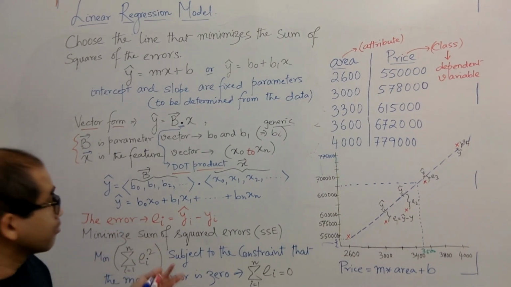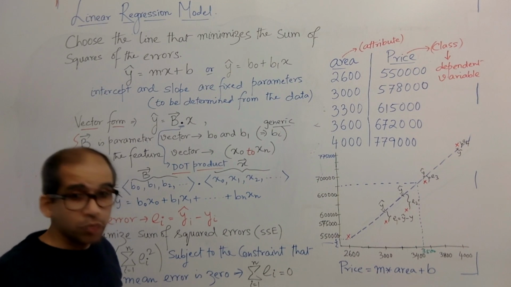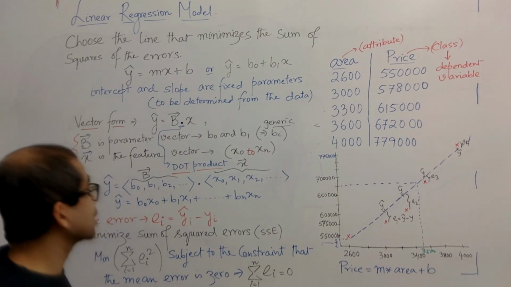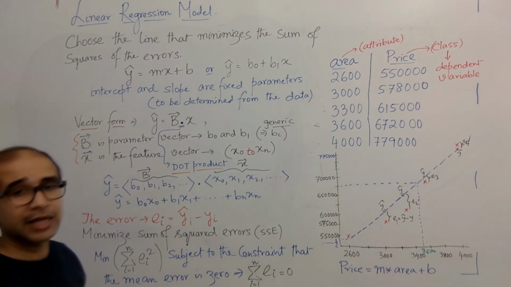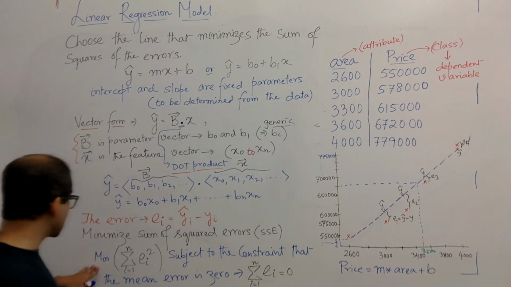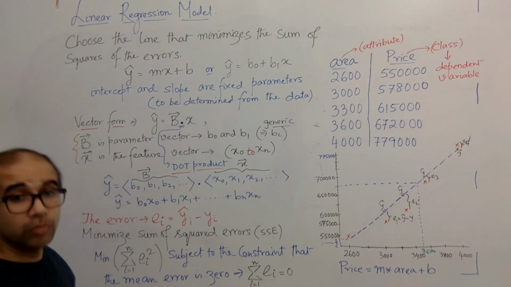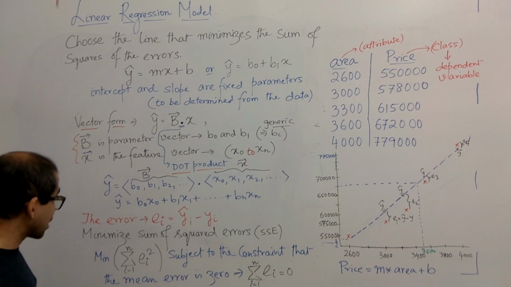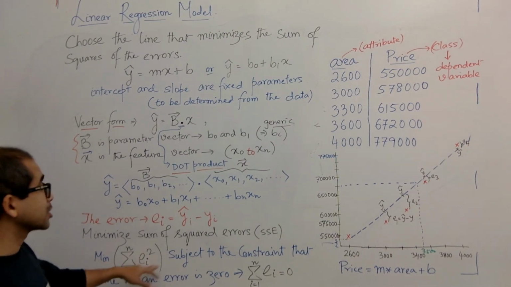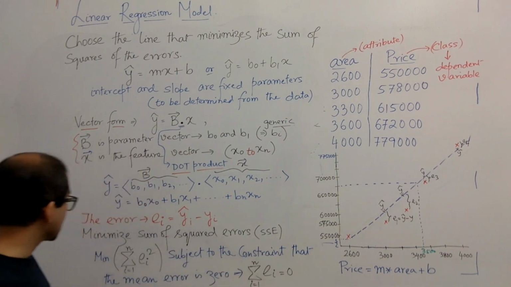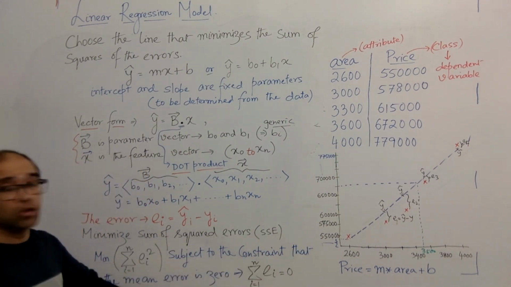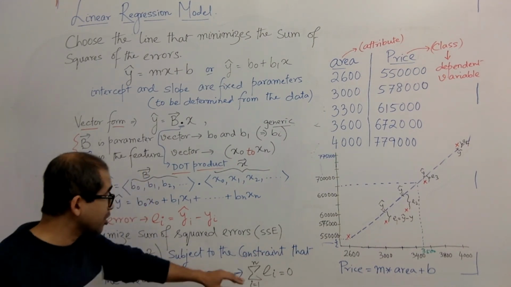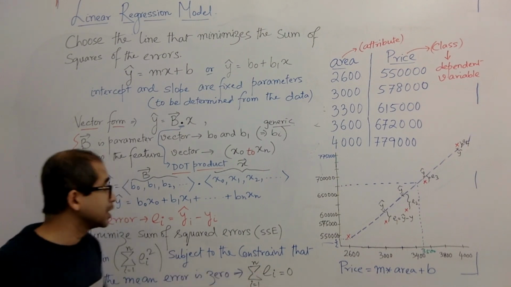and minimizing the root mean square error and minimizing the sum of the squared errors is basically the same thing. We stick with the sum of squared errors here because taking the square root is another step in the operation, and we want to reduce that. So we want to minimize the sum of the squared errors subject to the constraint that the mean error is 0. That means the average error is 0, so the sum from i equal to 1 to n of Ei equals 0.